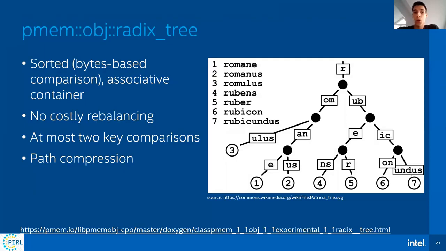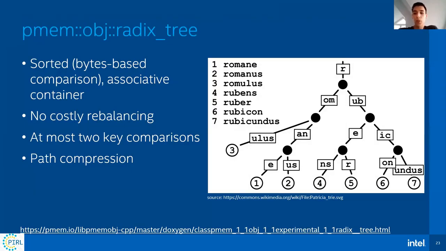Also, notice that we only need to compare the key twice, not log n times like in tree-like data structures based on comparisons. The first comparison is done when we are descending the tree to compare with the edges. And the second time is needed when we are actually in the leaf to make sure this is the element we actually want. Because due to path compression, some bytes might actually be different than our looked-for key.